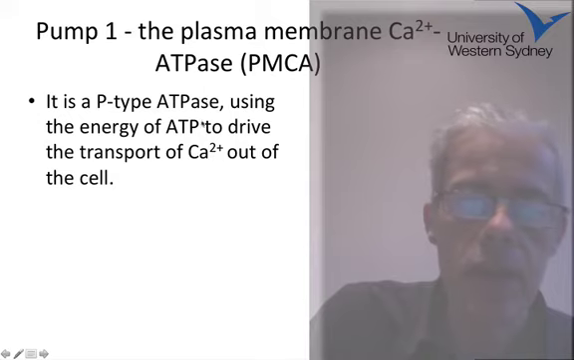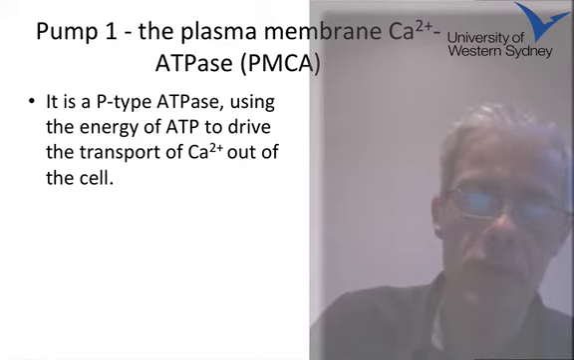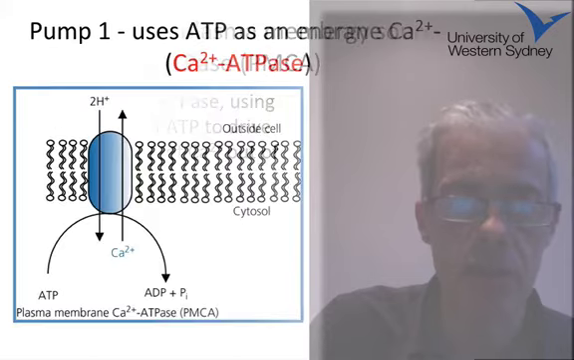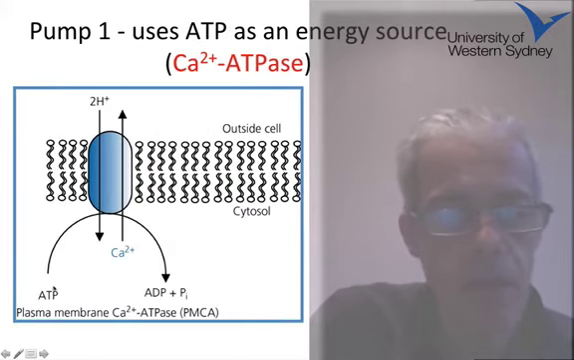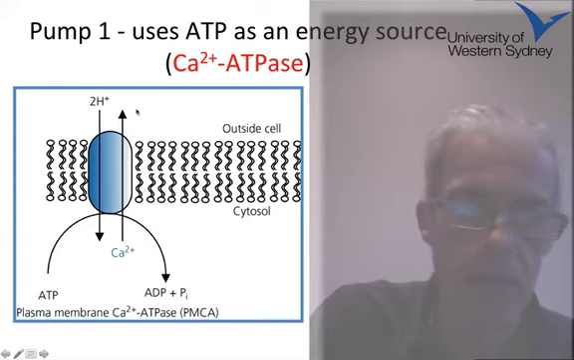The first pump we described, the ATPase pump, a plasma membrane calcium ATPase, uses the energy of hydrolysis of ATP to drive the calcium out of the cell. So it's an energy-dependent process, and we consume a lot of energy regulating our calcium ion concentrations in cells. And here's a schematic of the hydrolysis of ATP and the associated pumping out of calcium ions outside of the cell, and also bringing in some hydrogen ions to compensate.